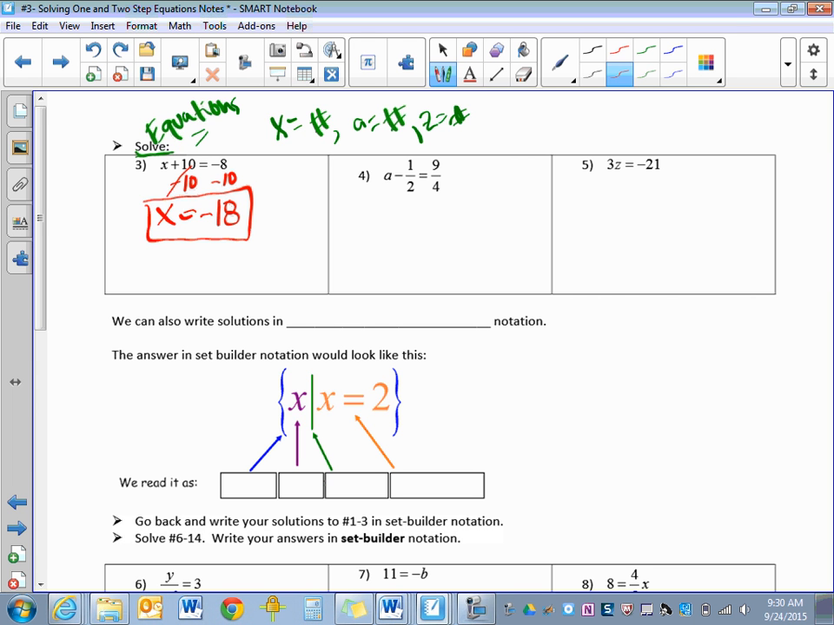Alright, so let's take a look at number 4. Do we have any parentheses? No. Taking a look at my left side, are there any like terms there? No? No like terms there? Okay, so we don't have to do anything there. We need to get a by itself, that's my variable. So how can I get a by itself?